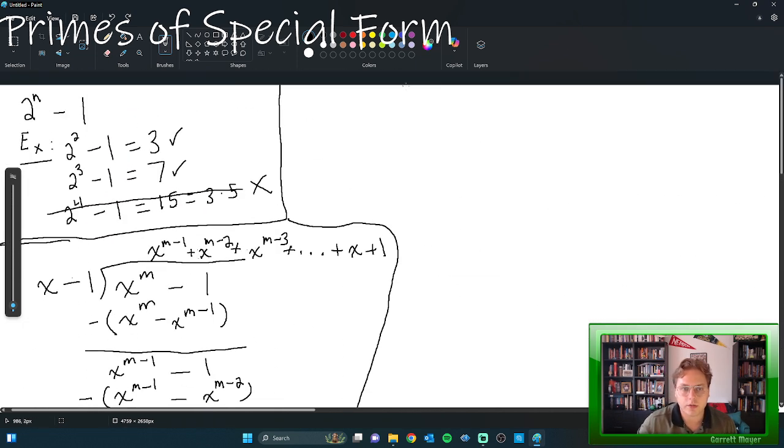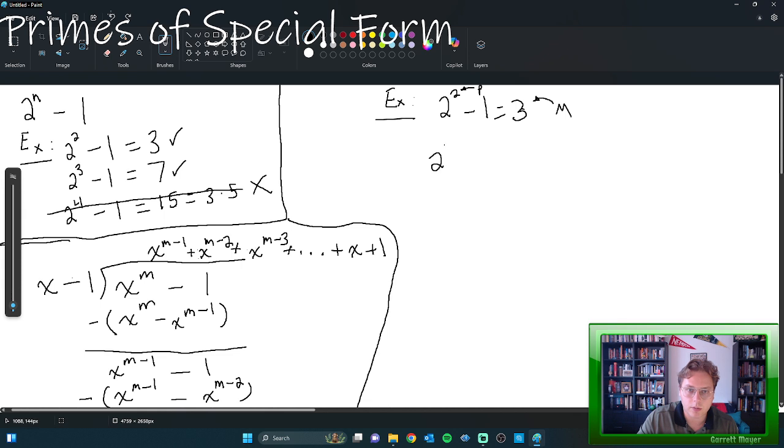So let's look at some examples of this again. Let's just look at some examples of these Mersenne numbers. So we have 2 squared minus 1 equals 3. Note that 3 is Mersenne, so 2 must be prime. And 2 is prime, like we see. Okay. So this one is Mersenne, so this one must be prime.